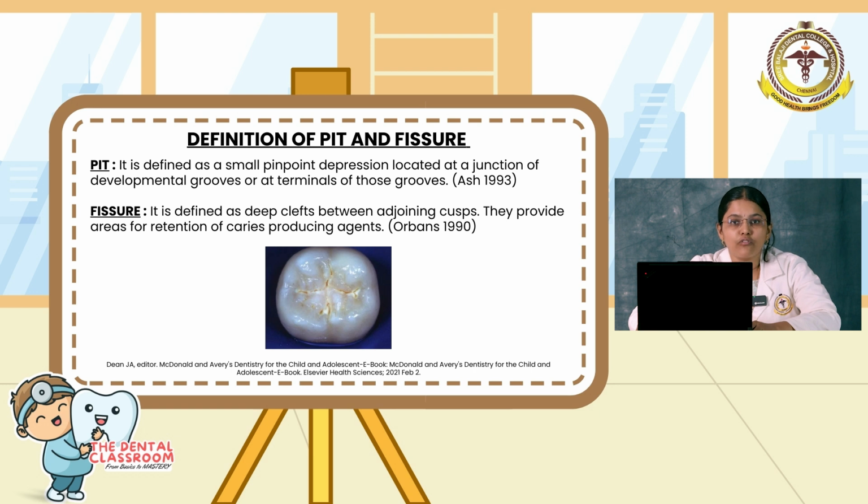So, definition of pit and fissure. Pit, according to Ash in the year 1993, is defined as a small pinpoint depression located at a junction of developmental grooves or at terminals of those grooves. Next, the fissure definition. According to Orban in the year 1990, it is defined as deep clefts between adjoining cusps. They provide areas of retention of caries producing agents.